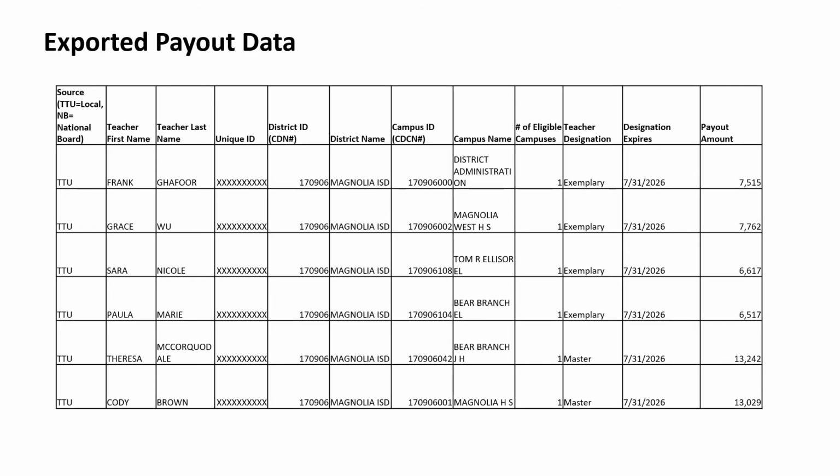Here's an example of the exported payout data simulating Excel. So we have the source, TTU, the teacher first name, last name, unique ID, the district CDN, name, campus ID, campus name. Please note that all of these teachers in the example were reported at one eligible campus. If there were multiple campuses, we would see more than one line of data for those teachers. Then the teacher designation level, the expiry date, and the payout amount.